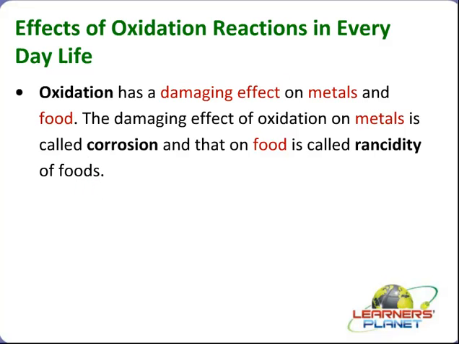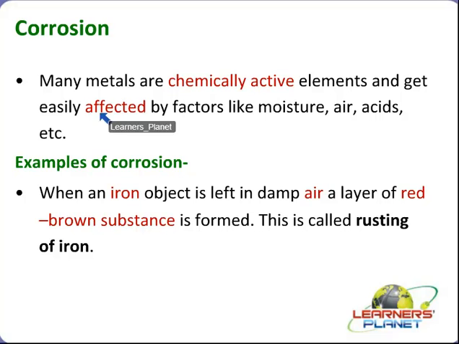Now let's first discuss what corrosion is. Many metals are chemically active elements. Chemically active means they react at a very fast rate and get easily affected by factors like moisture, air, acids, etc. Let's take one example. When an iron object is left in damp air, a layer of red-brown substance is formed. This is called rusting of iron.